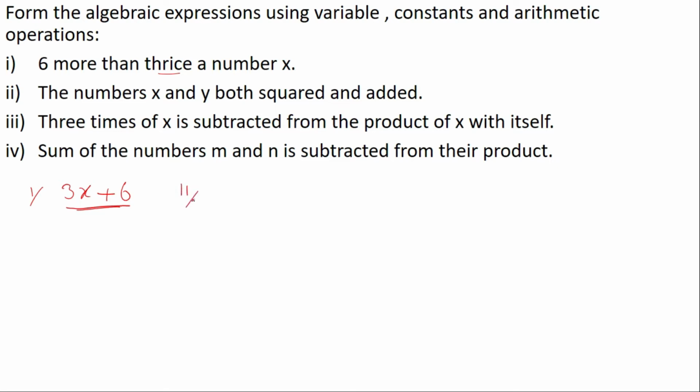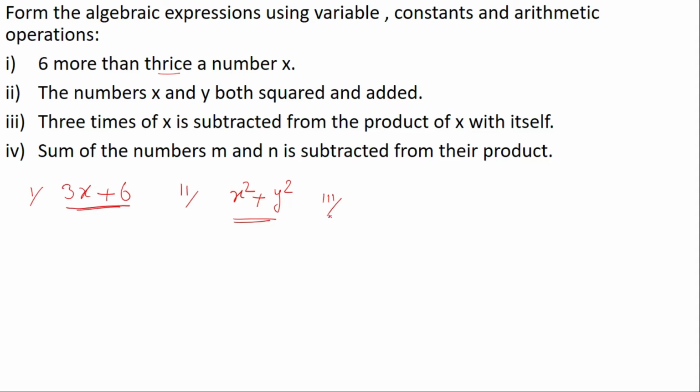Second one, the numbers x and y both squared and added. That means we have to write x squared, y squared. That means variable x is squared, variable y is squared, and both are added. This will be the algebraic expression for the second one.